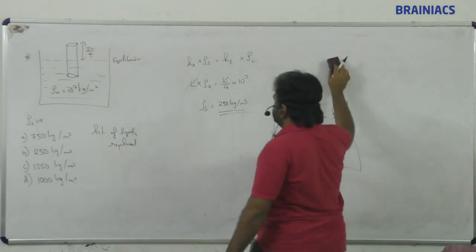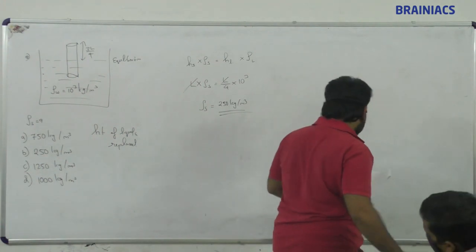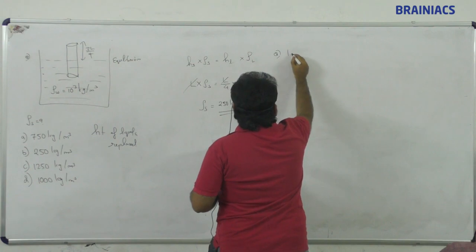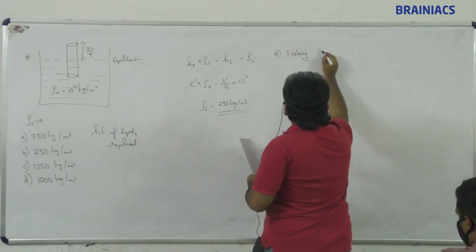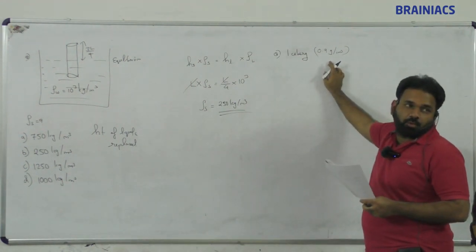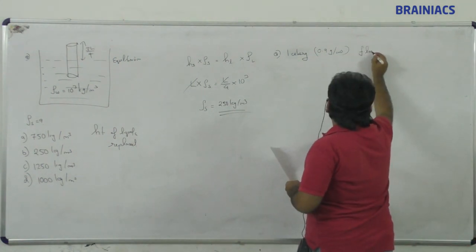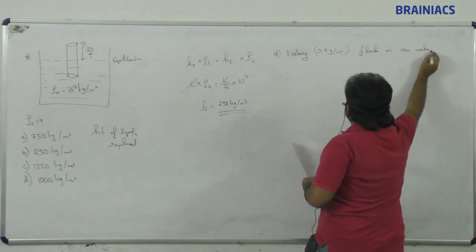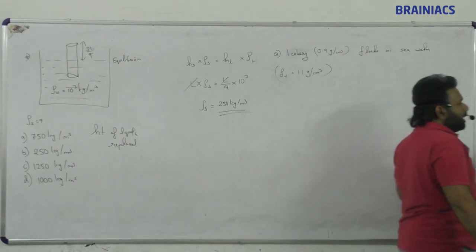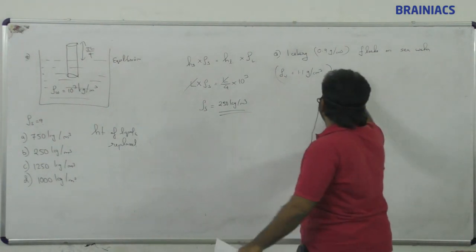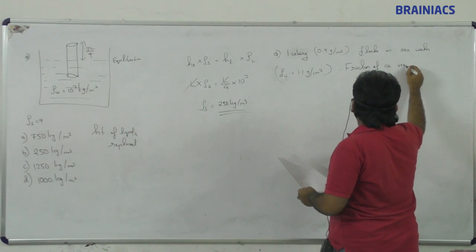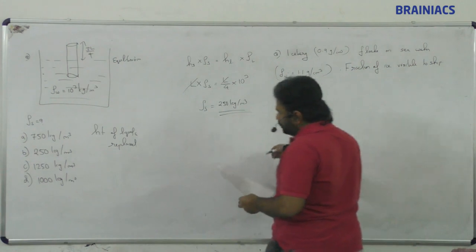Okay, another question. So the thing is like an iceberg. I'll be giving data like this. Iceberg, with density 0.9 gram per centimeter cube. It floats on seawater. The density of seawater is 1.1 gram per centimeter cube. What is the fraction of ice visible to the ship? Options.